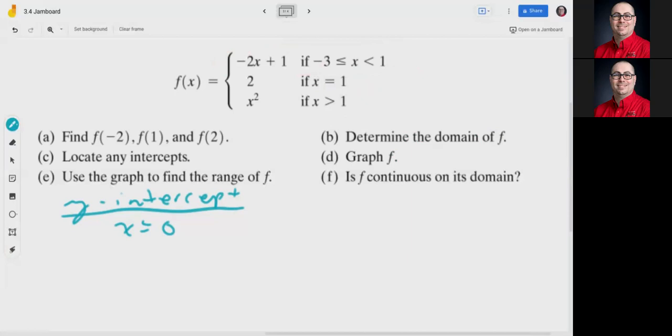So we just got to take that -2x plus 1 piece and let x equal 0 for it. That's going to be -2 times 0 plus 1, which is going to be 1. So our y-intercept is going to be the point (0, 1).